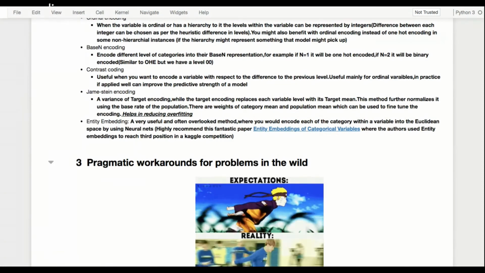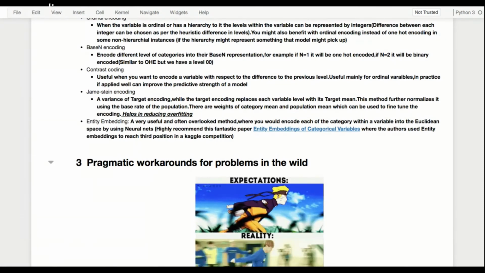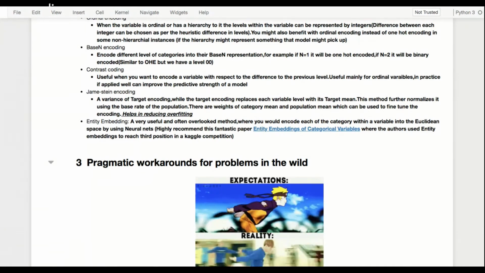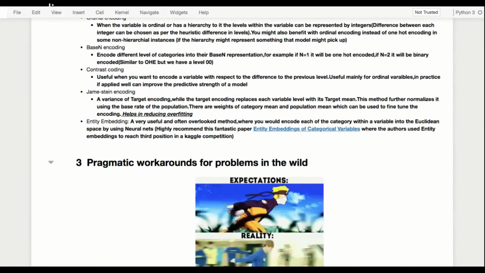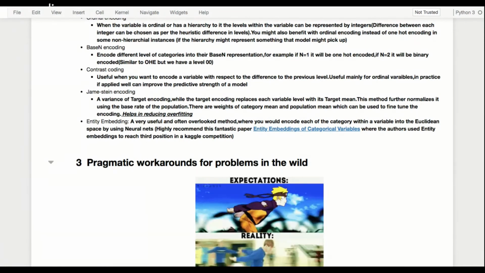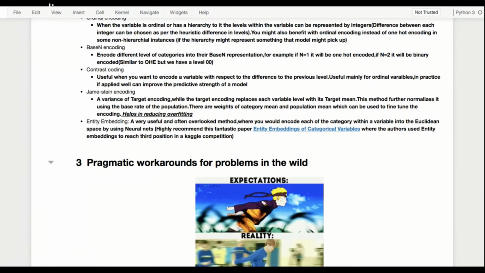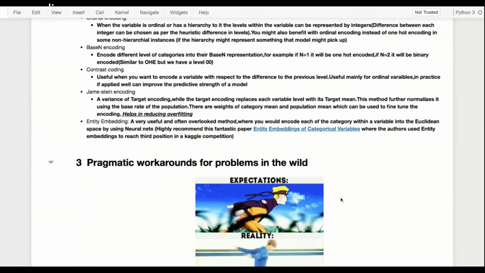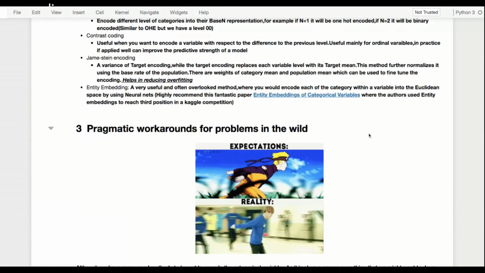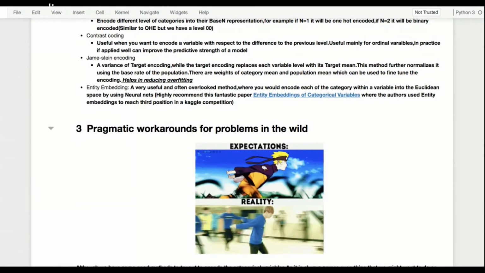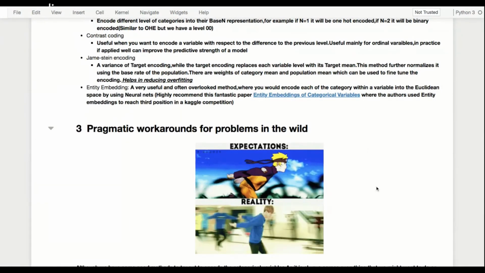So essentially, you are using the power of neural nets, which in most cases you will observe do not have that high predictive quality when used on a tabular data structure or tabular data problem. But you can still use them, take out those embeddings, and use them in the final supervised machine learning model. I highly recommend this paper that I mentioned here, where the authors used entity embeddings to reach the third position in a Kaggle competition. Please look at it.